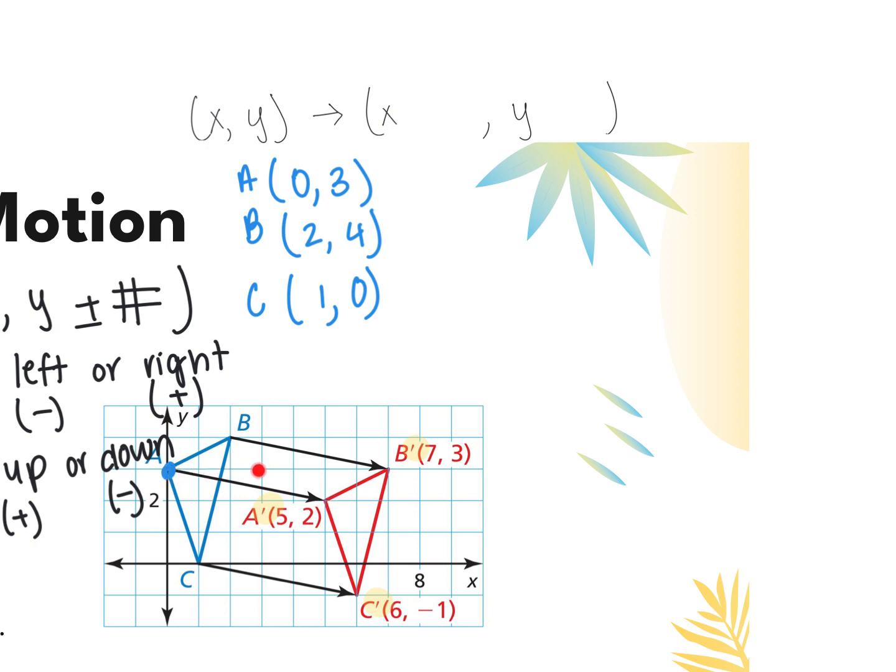1, 2, 3, 4, 5. So I went to the right 5 times. That means I'm going to add 5. So plus 5. And then looking at it again, I stopped here. I'm going down 1. So now I'm going to subtract 1 for my Y. So this is my rule. Okay, right here. This is my rule.